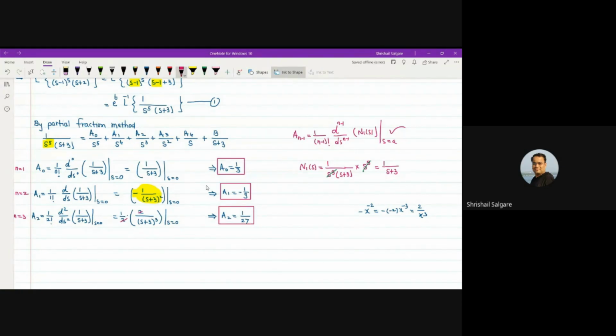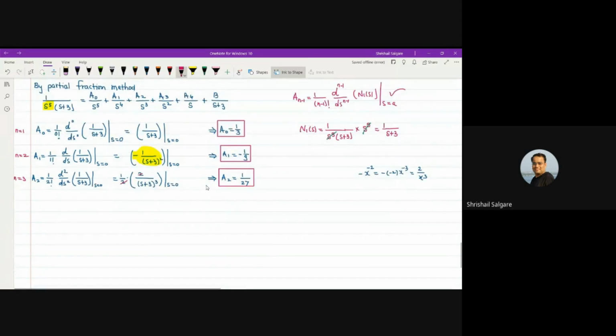Now we still have to find a3 and a4. So next you have to put n is equal to 4. The next constant a3 is equal to 1 upon 3 factorial into the third order derivative of 1 upon s plus 3, and the value of this function at s equal to 0. 1 upon 3 factorial is 1 upon 6. Now see, this highlighted term is the second derivative. If you differentiate it one more time, what is the derivative? Can anyone tell?